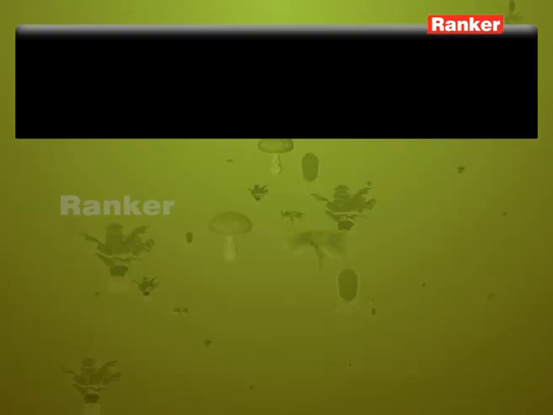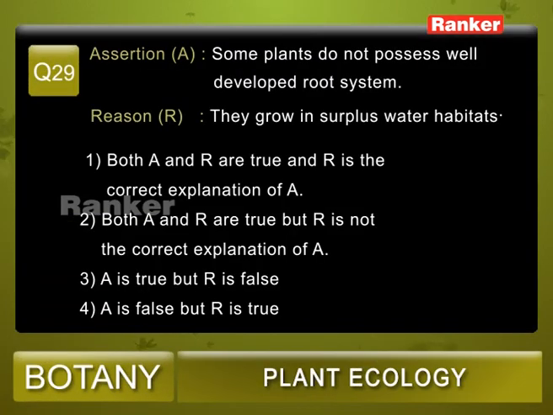Question number 29, assertion: Some plants do not possess well developed root system. Reason: They grow in surplus water habitats. Options: 1, both A and R are true and R is the correct explanation of A. 2, both A and R are true but R is not the correct explanation of A. 3, A is true but R is false. 4, A is false but R is true.